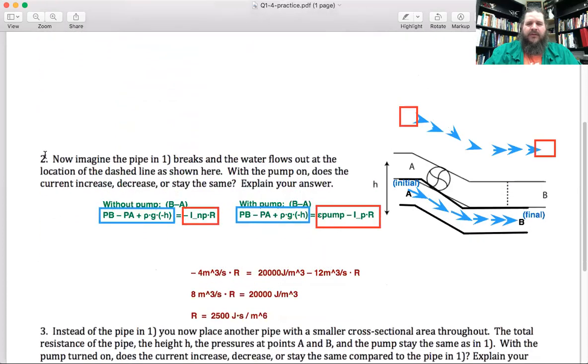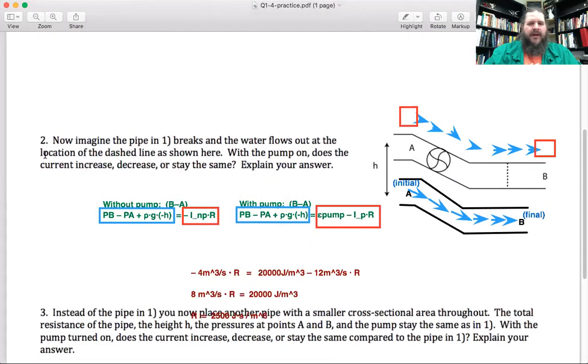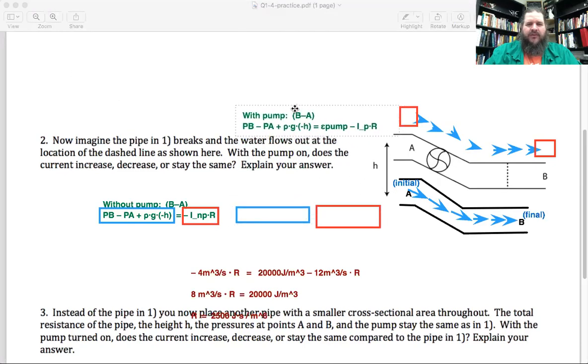And what else are we dealing with in the next part? The pipe breaks and water flows out at this location. And we want to know, would the current increase or decrease or stay the same? And here we're talking about the with-pump situation. So we'd use this equation. If the pipe breaks and the water flows out here instead of at B, what difference is that going to make in the equation?